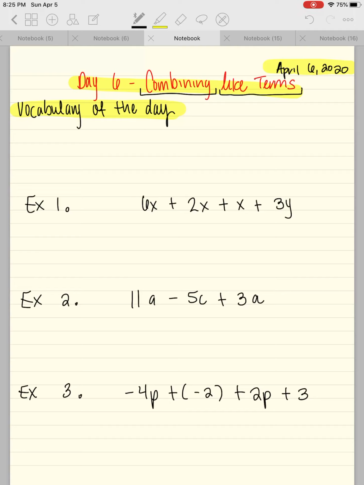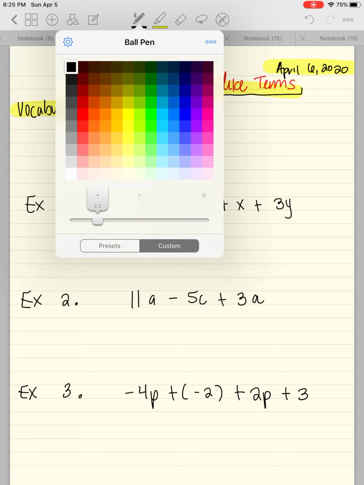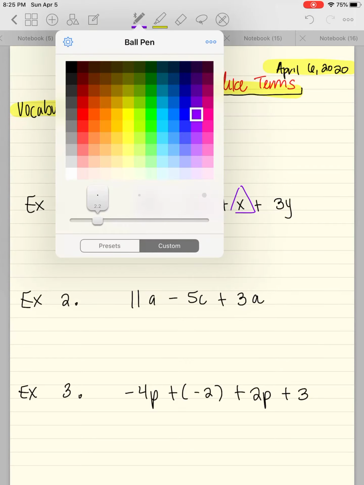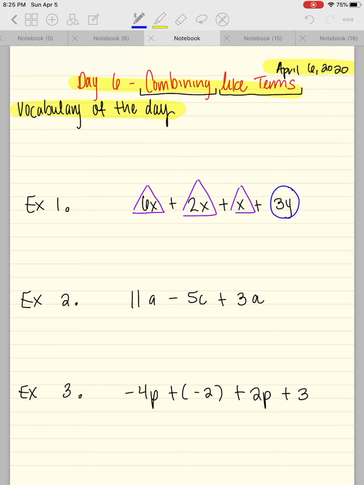So let's take, for example, example 1, and this is pretty simple. First, I look at my variables. This is step 1. Look at your expression and identify common variables. And I'm going to go ahead and use different shapes to combine them. So I have 6x here. I'm going to draw a triangle around every term that has the variable x. 6x, 2x is another one, x again as well, and 3y. I'm not going to draw a triangle around that because it's not an x, it's a y. So they're not the same thing, and I'll draw a circle around the 3y. So step 1, put a shape around the terms with the same variable.